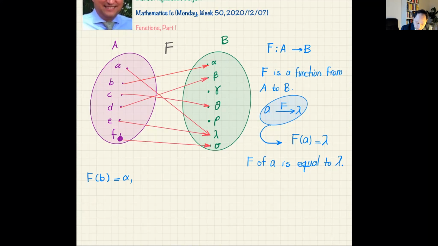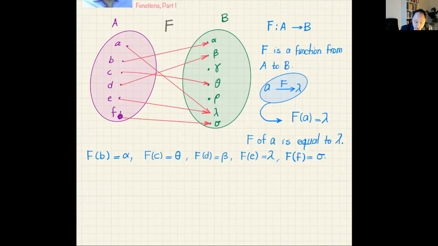So let me write all of them. I can ask you what is f of C. What is the answer? F of C is equal to theta. I can ask you what is f of D. You would say it is beta. And if I ask you what is f of E, you again answer the same lambda that you answered for f of A. This is expectable because this lambda is receiving two arrows. One is coming from E, another one is coming from A. And finally, if I ask you what is f of F, you would say that this is equal to sigma.